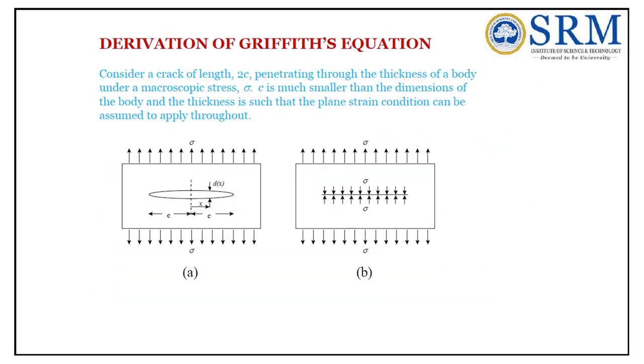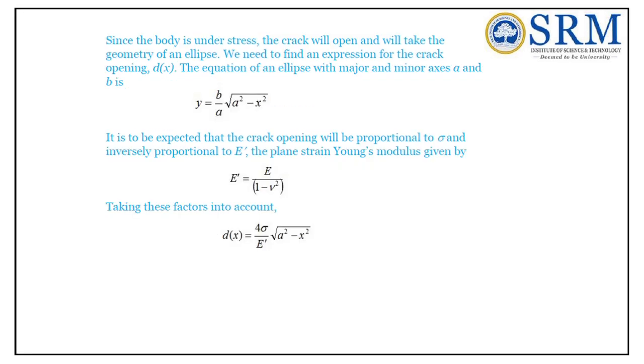So this is the derivation of the Griffith equation. Consider a crack of length 2c penetrating through the thickness of the body under a macroscopic stress sigma. The crack is much smaller than the dimension of the body, and the thickness is such that the plane strain condition can be assumed to apply throughout. These are the conditions which Griffith assumed. Since the body is under stress, the crack will open and you take the geometry of an ellipse. So we need to find an expression for the crack opening.